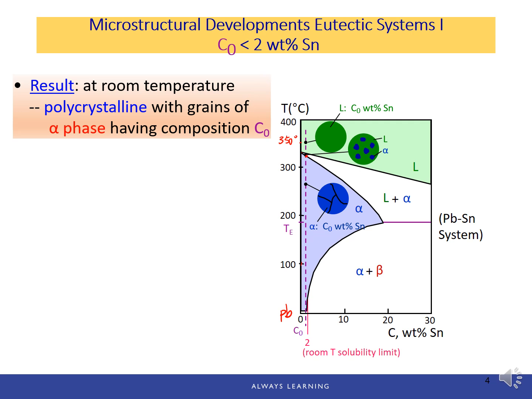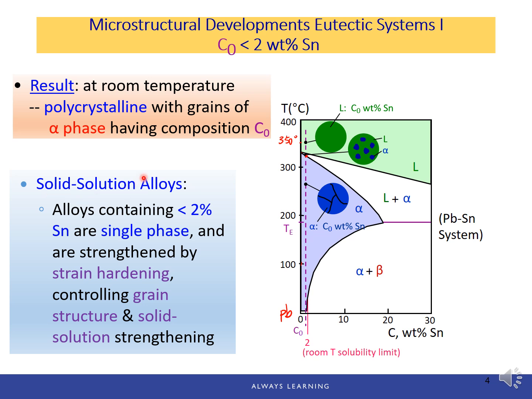So again, for a composition of less than 2%, which is the solubility of tin in lead at room temperature, the result is polycrystalline with grains of alpha phase. It's a single alpha phase which has the composition of C sub 0, the same overall composition. So alloys with this microconstituent are solid solution alloys because we do not have a second phase. We only have one single phase. So solid solution alloys can be strengthened by strain hardening and grain size reduction, and also, because we only have one solid solution, by solid solution strengthening.